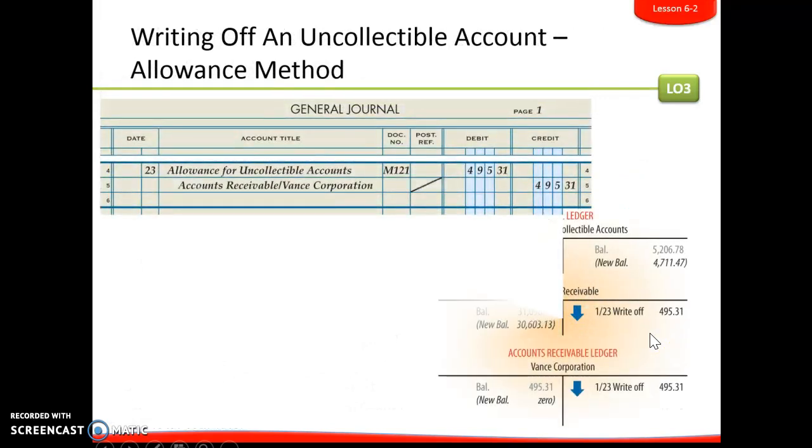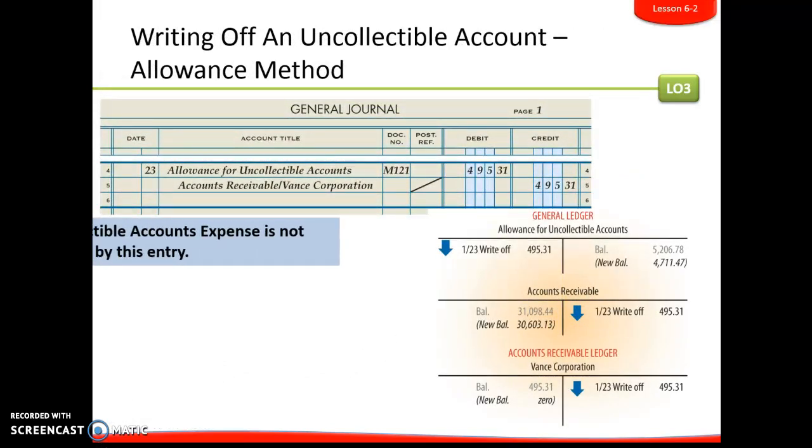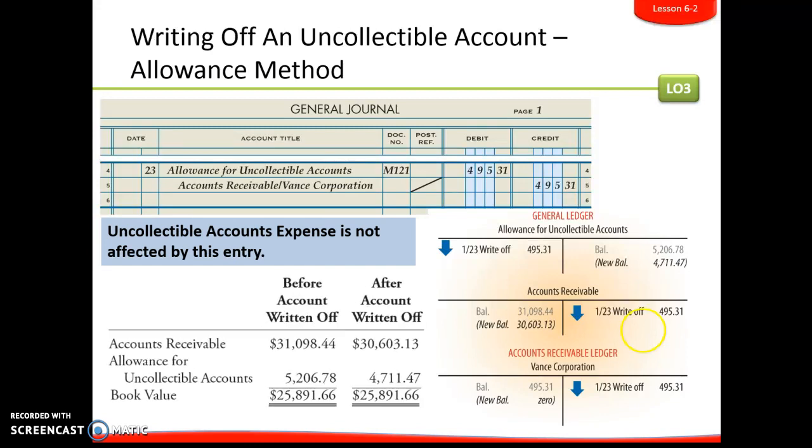All right, so now we're going to go ahead and write off an uncollectible account using our allowance method. So we're going to debit our allowance for uncollectible accounts, and we're going to credit accounts receivable, Vance Corporation. So again, just like we did in 6-1, we're writing off that account, so we're crediting that account to bring it down to 0. We're also crediting accounts receivable to drop down what we are owed, but this time we're taking that money out of our allowance account.